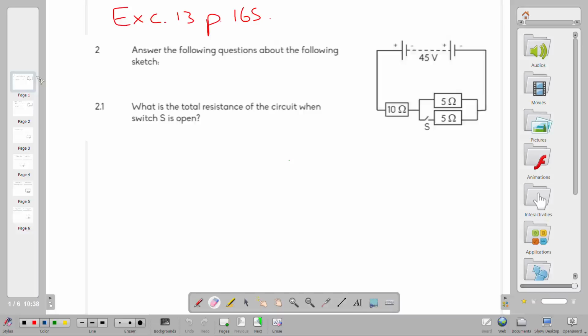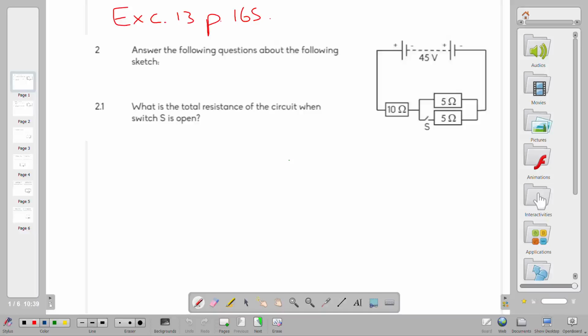What is the total resistance of the circuit when switch S is open? When switch S is open, where is switch S? It's over here. And what does that mean? That means that the current won't flow through this branch of my parallel split here. So in fact we have a series circuit then. So the current will flow through the 10 ohm and then through the upper 5 ohm and straight through. Okay, so we have what we call a series circuit there.